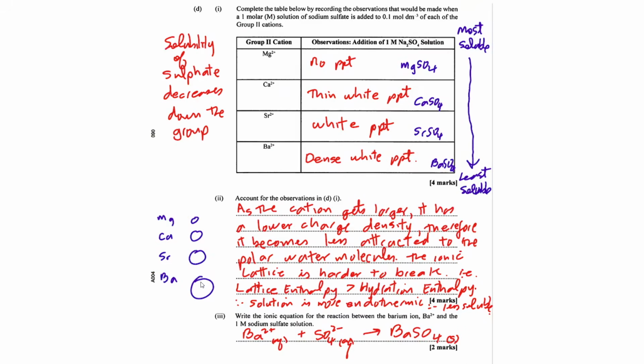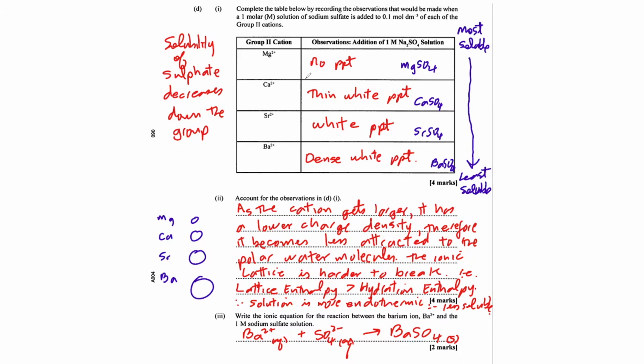D Part 1. Complete the table below by recording the observations that would be made when a 1 molar solution of sodium sulfate is added to 0.1 mole per dm cube of each of the group 2 elements. So the group 2 cations would be magnesium ion, calcium ion, strontium ion, and barium ion. And these are all 2 plus because they belong to group 2.